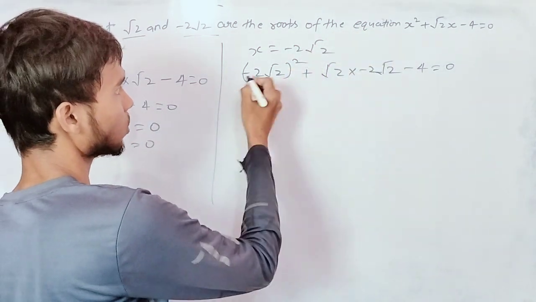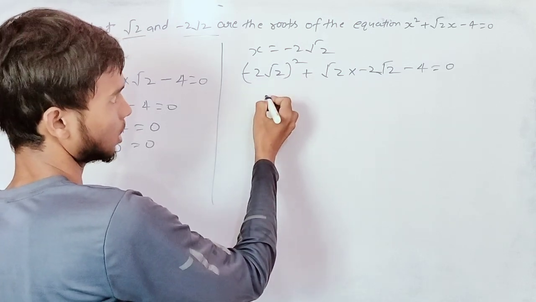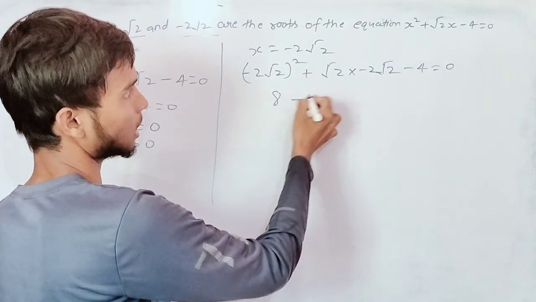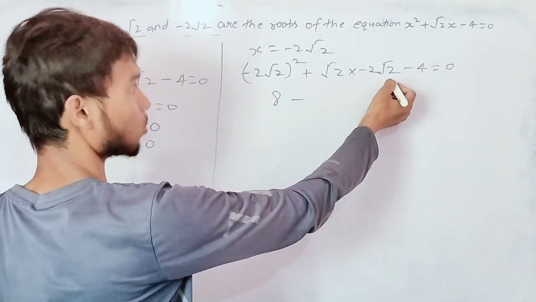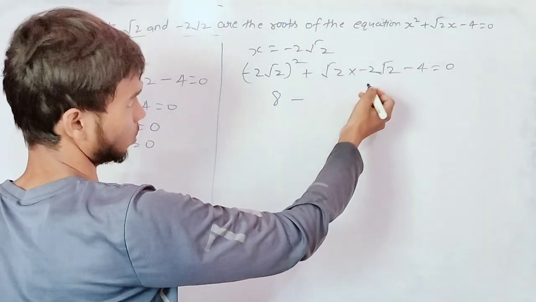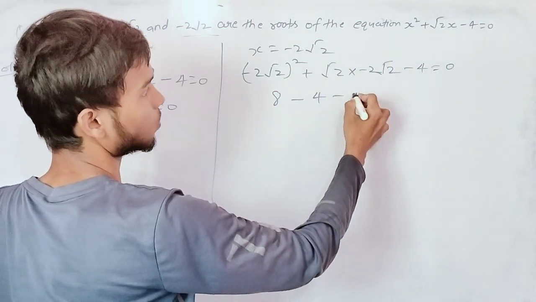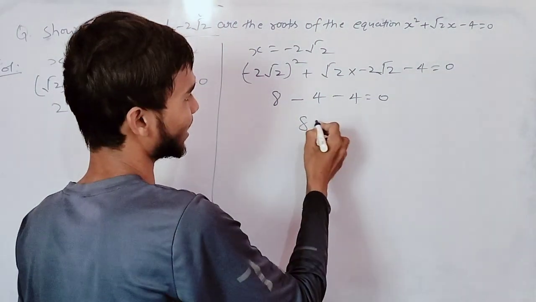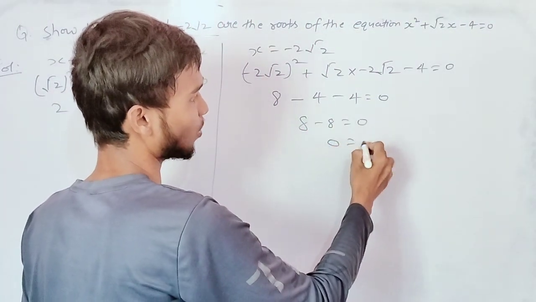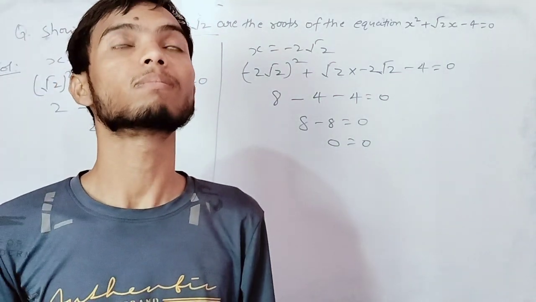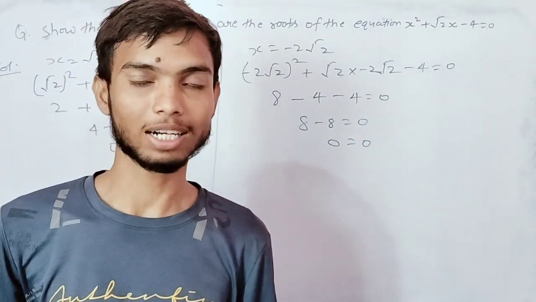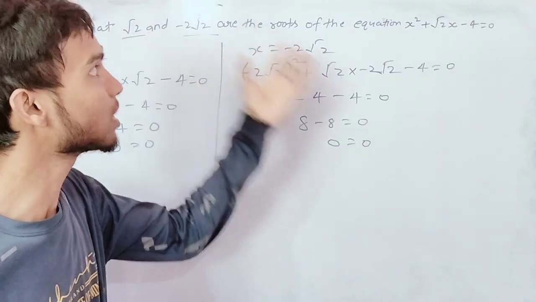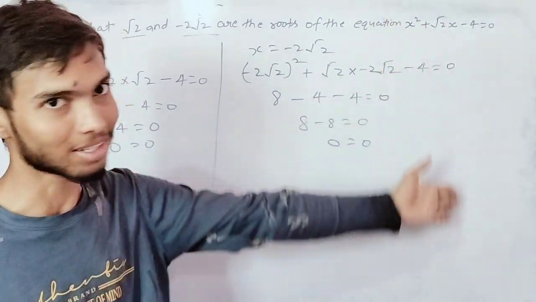Now here 2 to the 4 and 4 to the 8. Minus 2 to the 4, and minus 4. Now you can see what is happening: 8 minus 8 is 0. So both sides came 0. So that's why these are roots of this equation. Clear?